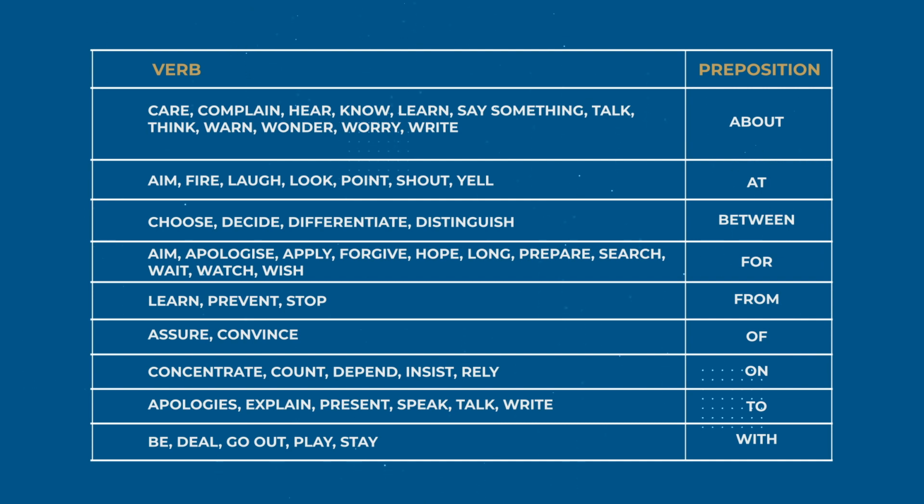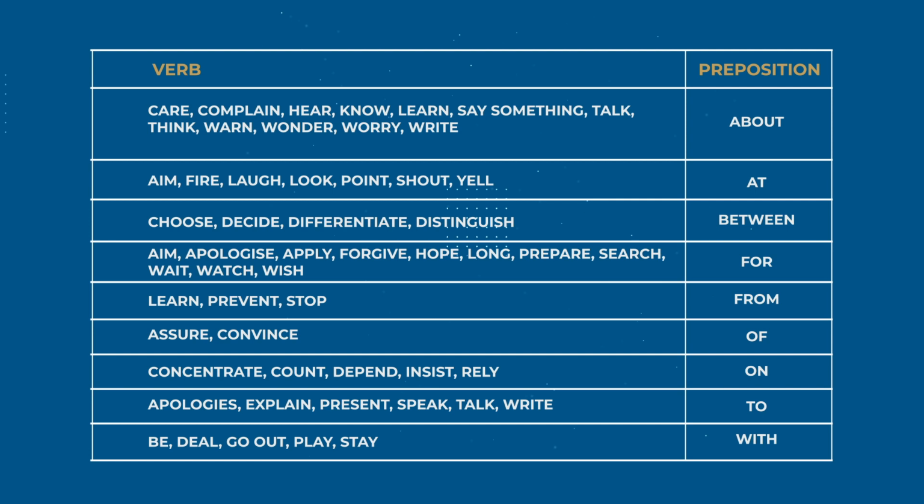If I talk about other verbs like learn, or I can say prevent, so you use it with from, like prevent from doing something wrong, learn from your elders. Okay. Talk about another pair: we have convince, concentrate, count, depend, insist, rely. They always make a pair with on, like rely on, never depend on others, always rely on your abilities. So, we make the pair with on.